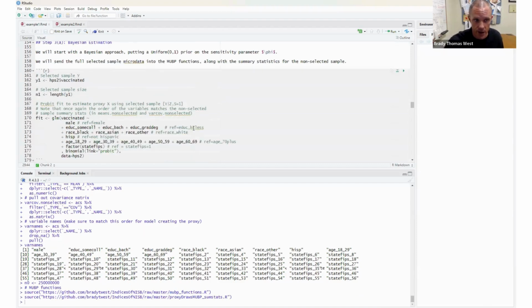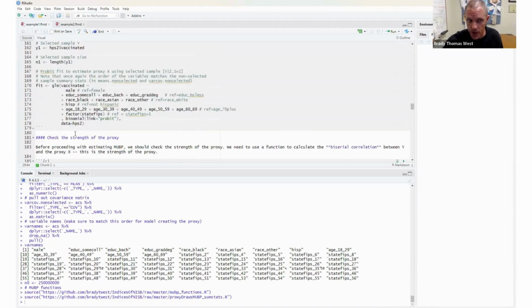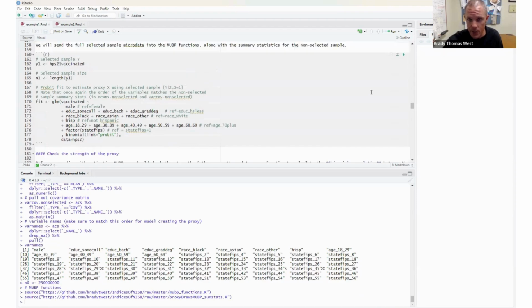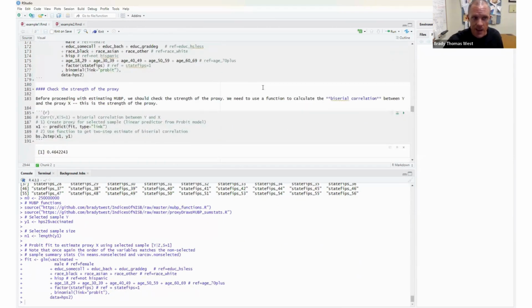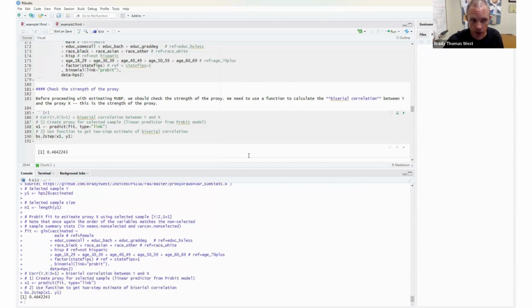Okay, next we're going to do the Bayesian estimation of the MUBP. So we're going to read in our key dependent variable. We're going to fit that probit model to the selected sample. That's what this step is doing here. Okay, and we're going to save the information from that fit in a new object that we can further provide to the Bayesian analysis function. Given that probit model that we fitted, we can look at the strength of the proxy based on those linear predictors for that latent variable U. So I'm going to run that particular estimation step to get that proxy.